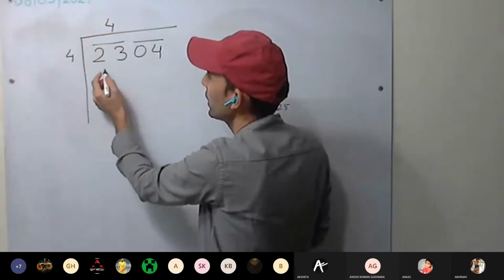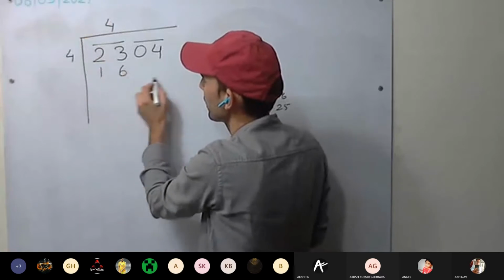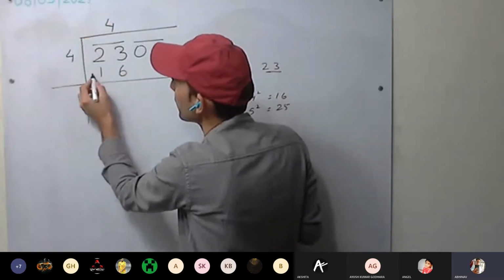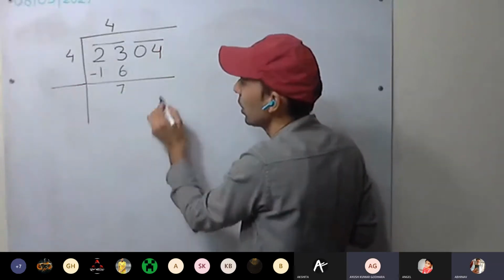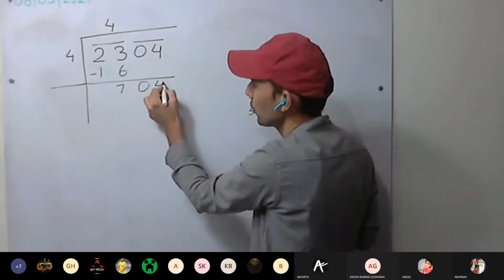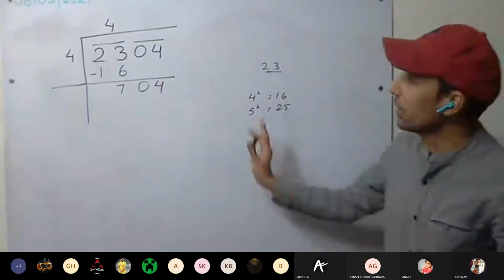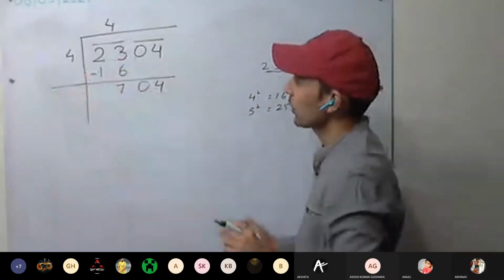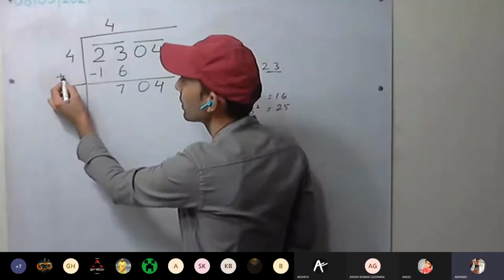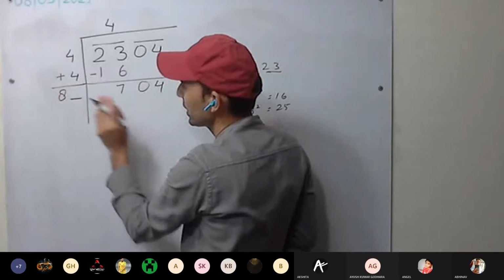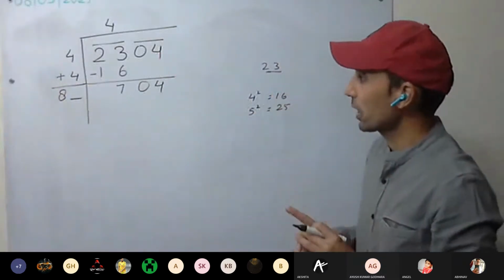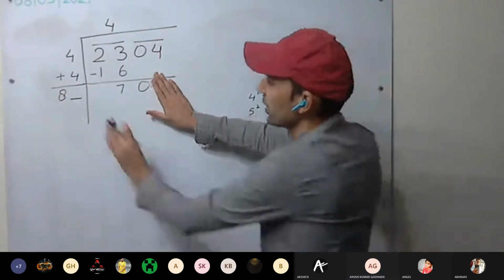4 4s are 16. Subtract it from 23, 7. How much are you getting? 7. Okay, next pair 04, so we get 704. This is clear. Now on the divisor side, it will be 8, 4 plus 4, 8. This digit we have to take. Forget about the 4 here as well.